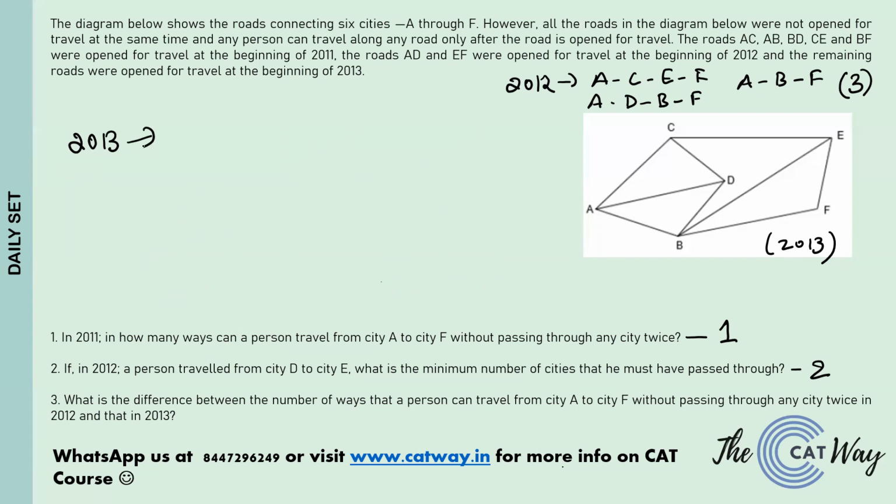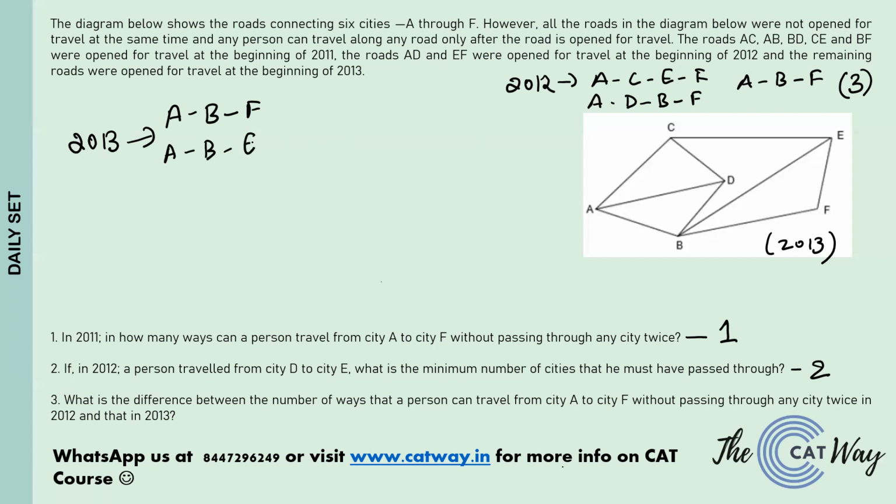Again, let us start with the first way. So where can he go first? From A he can go to B. From B he has one option of directly going to F. Or he has the second option from B to go to D, or go to E. Going to E is the second option.